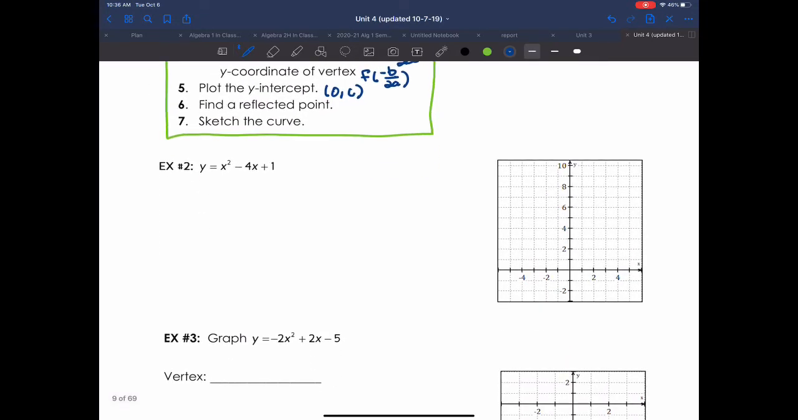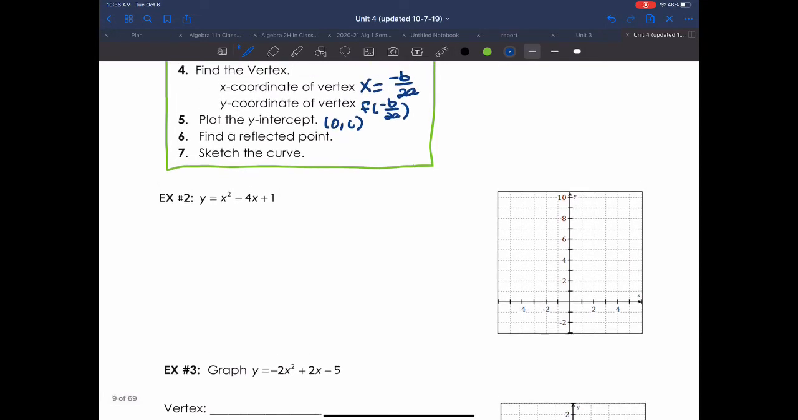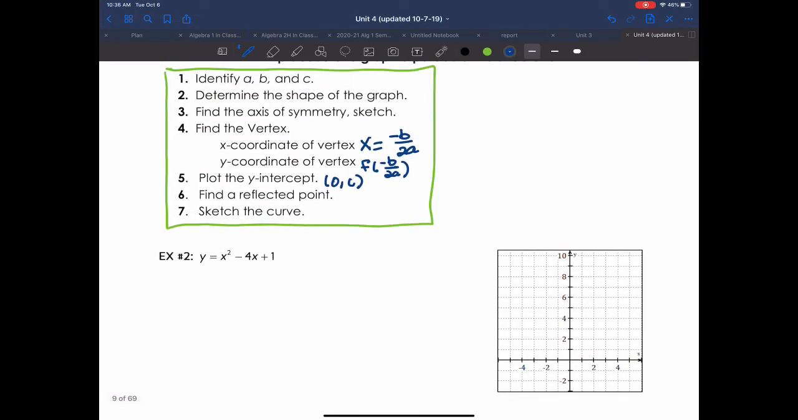We have y equals x squared minus 4x plus 1. First things first, I want to figure out what a, b, and c are. A is always going to be that first leading coefficient. B is always going to be the middle number, and C is always going to be the last number, okay, the constant at the very end. Now, since I don't have a number in front of my x squared, A is simply going to equal 1. B is going to equal that coefficient in front of the x, the middle coefficient, and that is equal to negative 4. And then C is equal to positive 1.